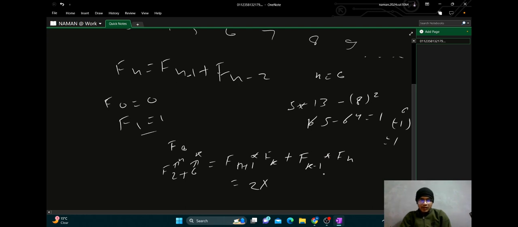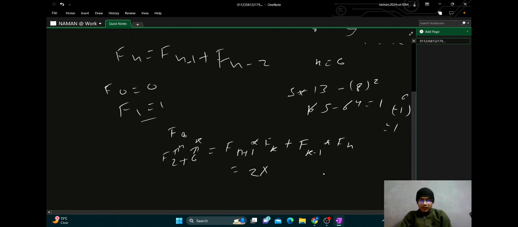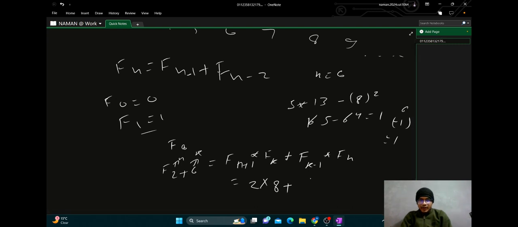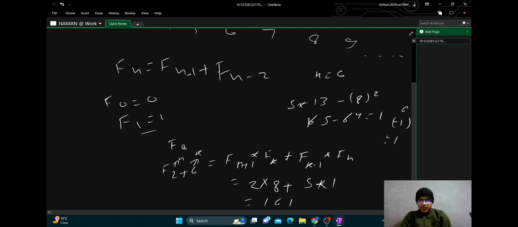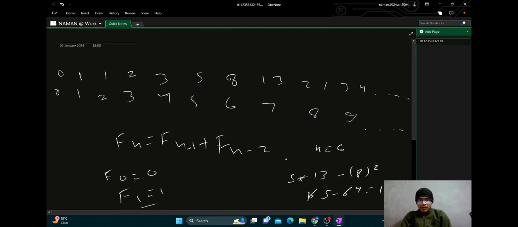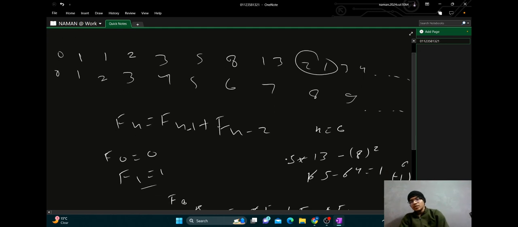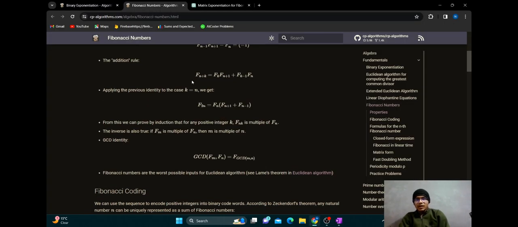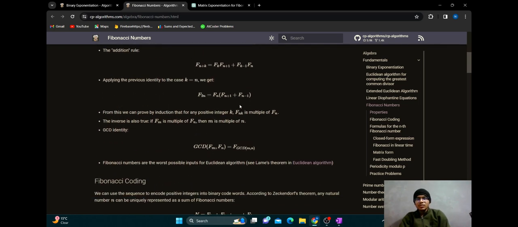What is f of 6? F of 6 is 8. F of k minus 1 is f of 5, which is 5, and f of n is f of 2, which is 1. So it is 16 plus 5 equal to 21. And you can see that the 8th Fibonacci number is also 21. So it is another formula for calculating the nth Fibonacci number, the addition rule.